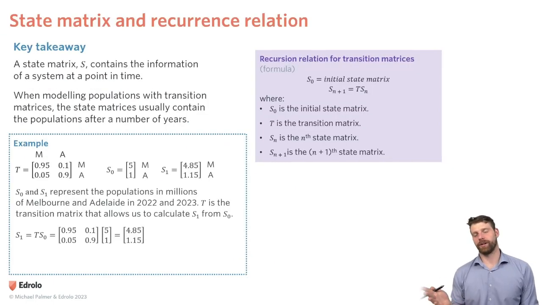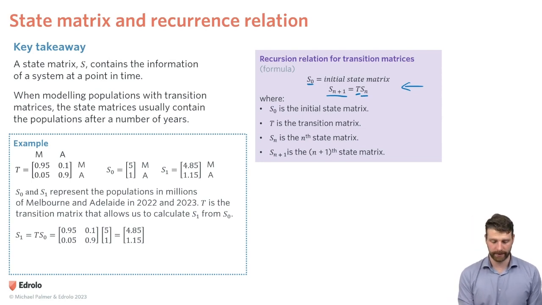Turns out we don't just want to calculate one shift in population, but many shifts. And we can do this recursively. So we've got a formula here where S0 is the initial state matrix, and the next one, Sn plus 1, will be the transition times the previous population. So if you want S1, then you need to do T times S0.